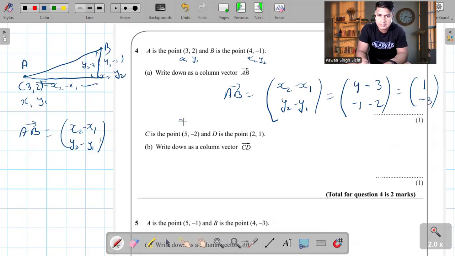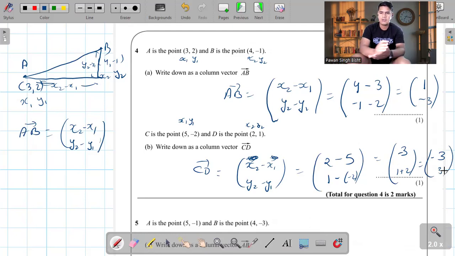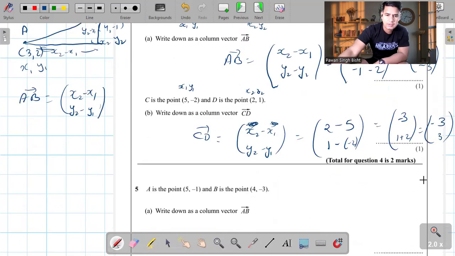Similarly, we find column vector CD, x1, y1, x2, y2. So column vector CD can be found as x2 minus x1, and y2 minus y1. So x2 is 2 minus 5, y2 is 1 minus minus 2. Now minus minus, you know, it's plus. So 3 and 1 plus 2. So this will be 2 minus 5, -3, 3. That will be column vector CD, right?